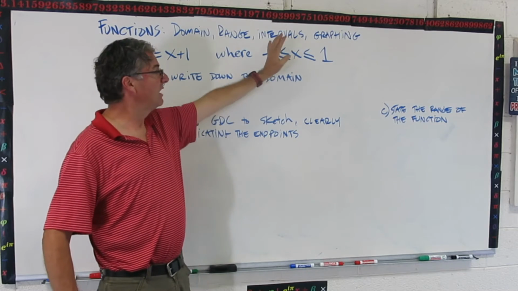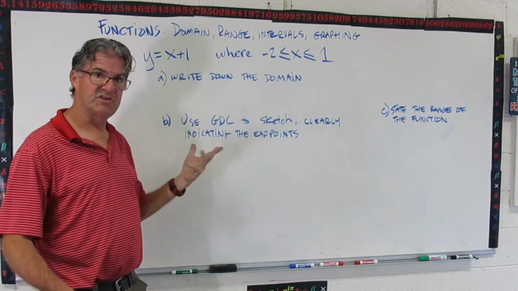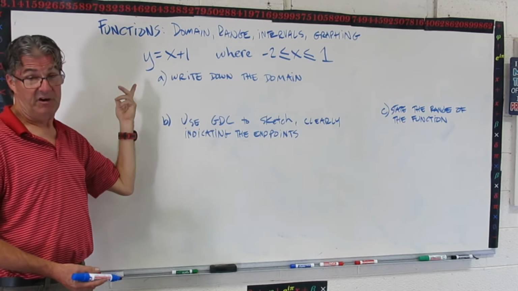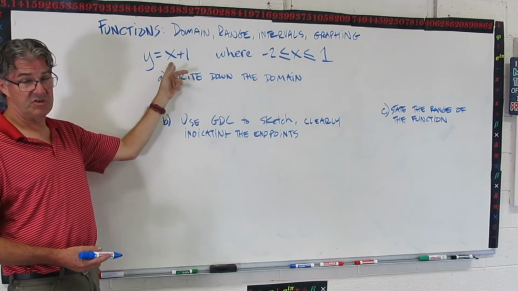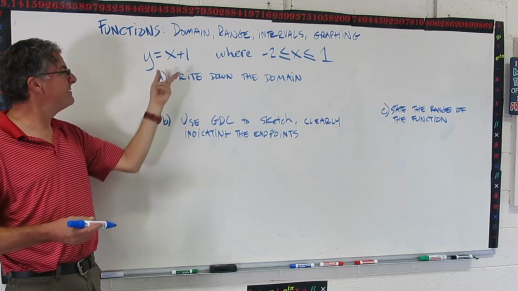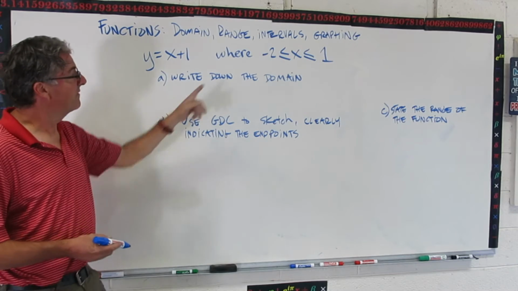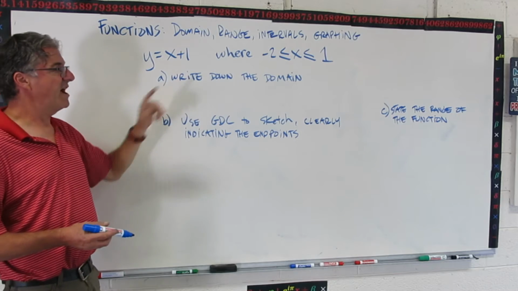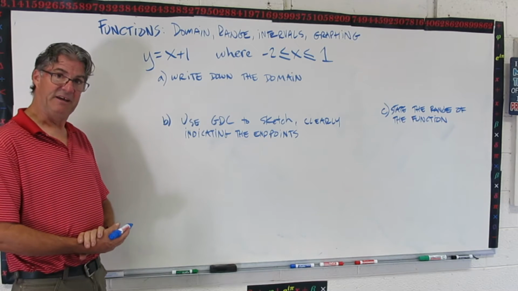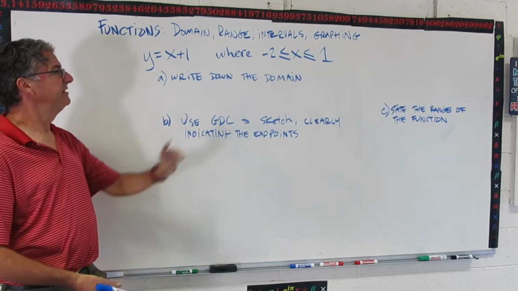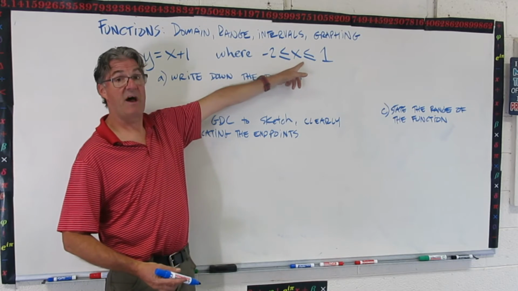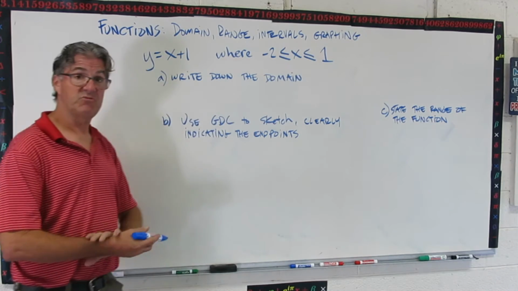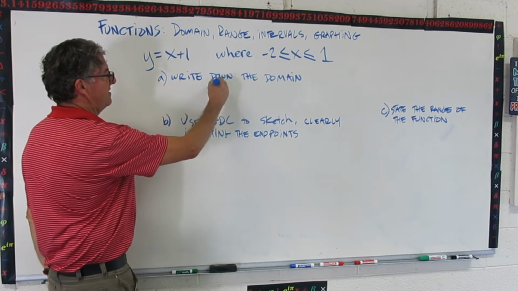Okay? So we're limiting what we can do with this function because this function goes forever. You can put bigger and bigger numbers or smaller and smaller numbers, so there's no limit to this function. So what we've done here is we've limited it with this statement. So first question, write down the domain. Now, I just told you that this statement talks about the domain. Okay? So let's write that in set builder.